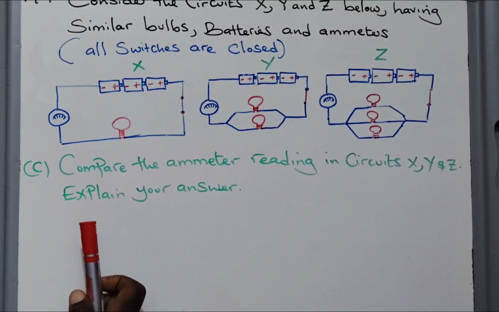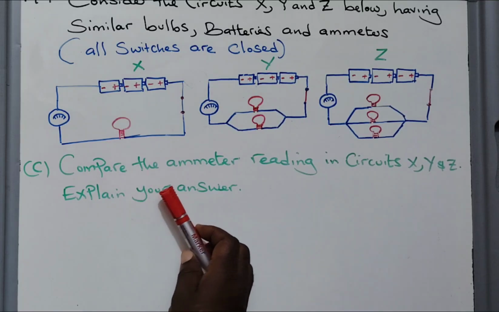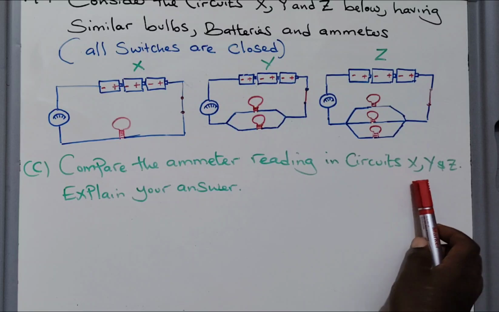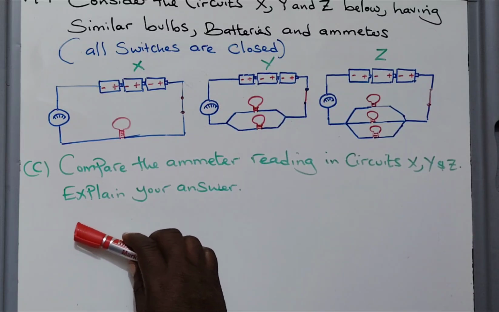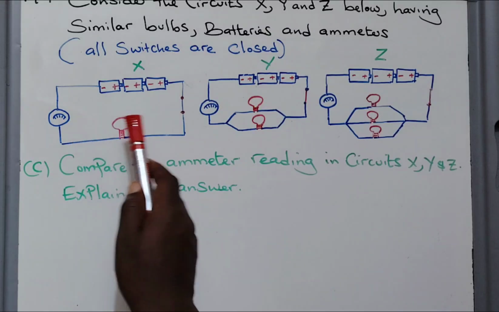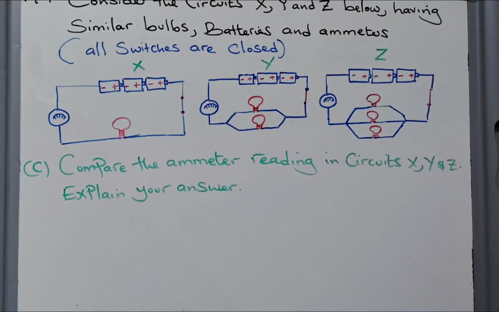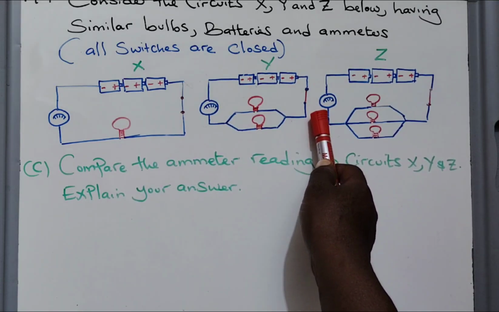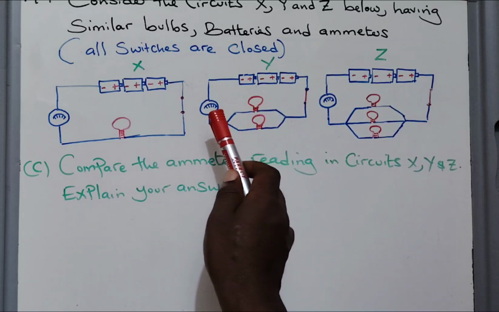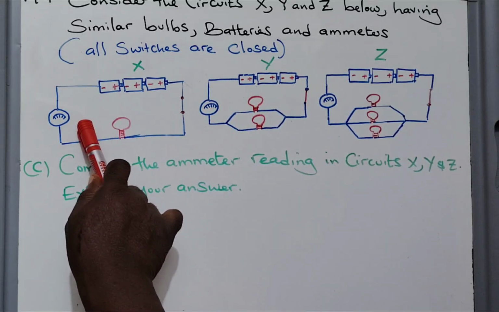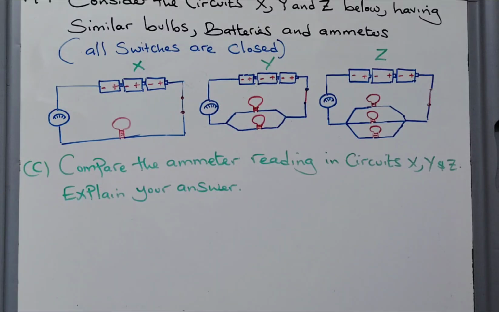Then we come to this question. It says compare the ammeter reading in circuits X, Y, and Z. Explain your answer. This is the ammeter. Which circuit is going to have the highest reading? It is Z. Z will have the highest reading, followed by Y. X will have the lowest reading.